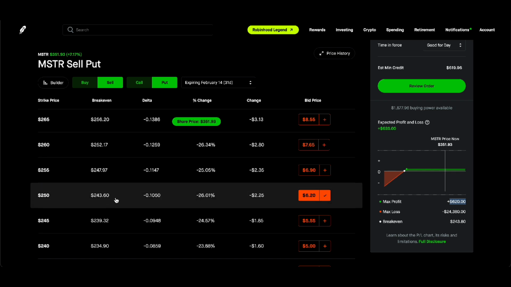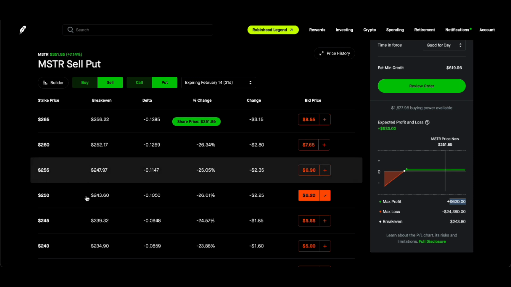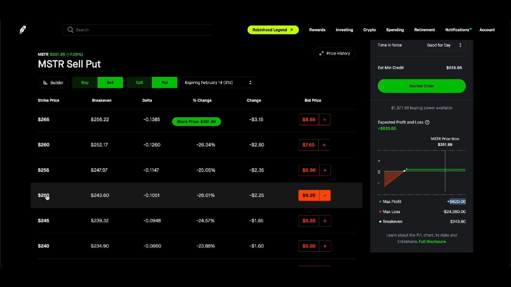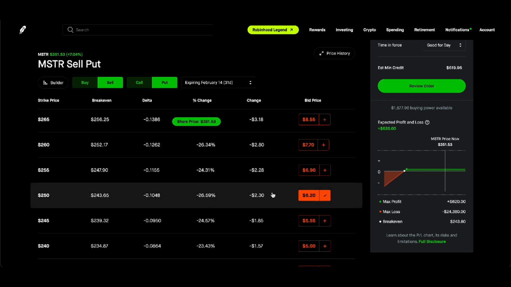Being so much out of the money, meaning the current price is at $351 and I'm saying I'm willing to buy the 100 shares at $250, I'd be very comfortable playing with this option. And if you see here, the change today is 26%, meaning this price that you see, $620 for 100 shares, is down 26% today. So it would have been close to $800 yesterday.